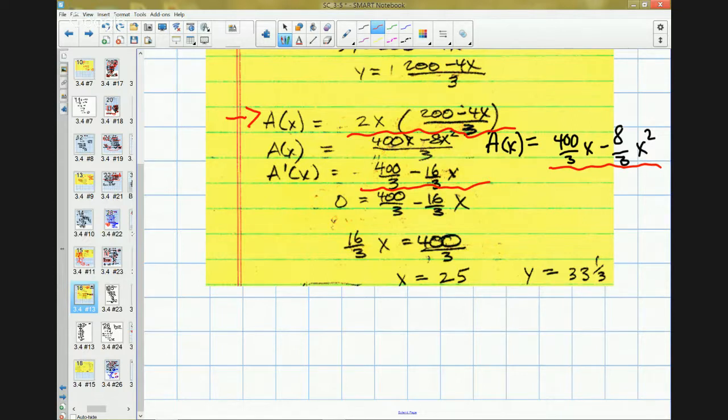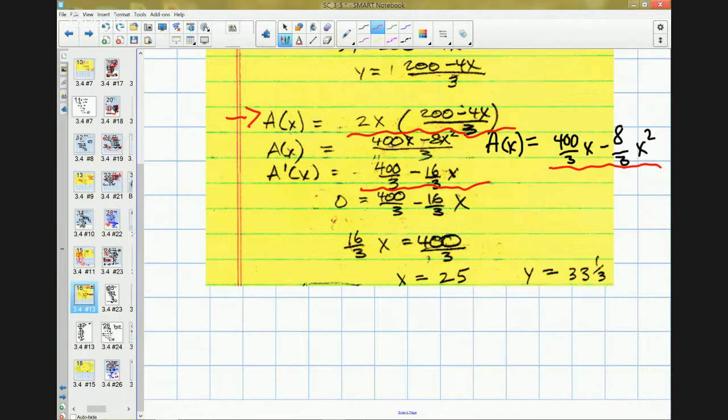The derivative, easy power rule. You just get the coefficient for the first term, 400 thirds. For the second term, power rule: 2 times negative 8 is negative 16 thirds times x. Set it equal to 0. Solve for x, and you get x equals 25.